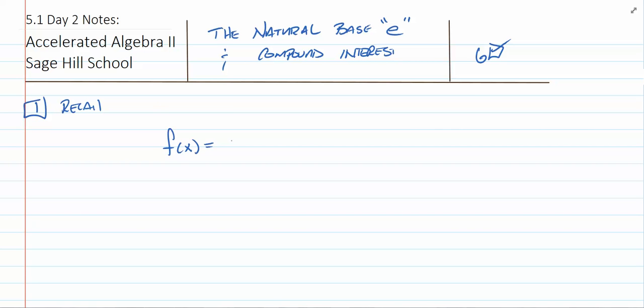If I give you exponential f of x equals a to the x, what do we call this a part down here? What do we call that? That's called the base. Very good. Okay. And what do we call the x up here? Yep, you got it. That's the exponent, all right?